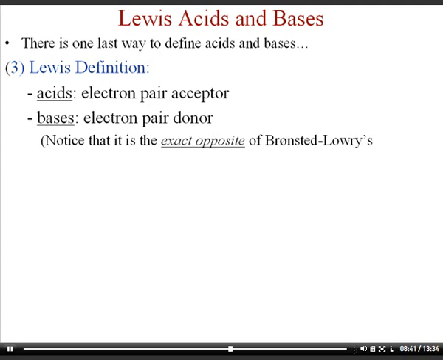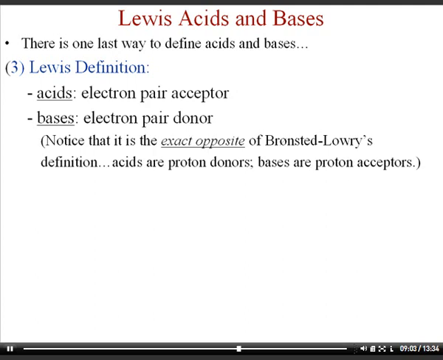And if you're noticing this, Bronsted and Lowry talk about protons being accepted and protons being donated, and so it's exactly the opposite for Lewis's definition. So instead of protons being donated, making it an acid, you have electrons being accepted, making it an acid. So this definition is a lot narrower in scope because we don't have to worry about a hydrogen ion.